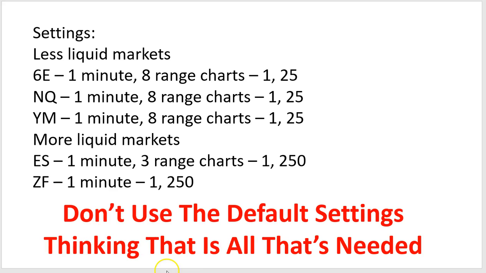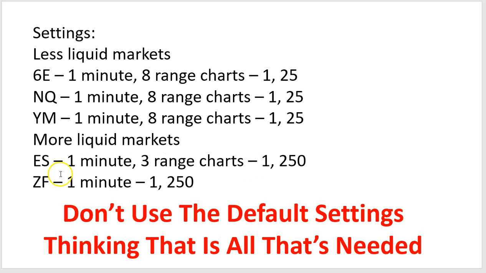Don't use the default settings thinking that's all that's needed. No, these are preferred settings that I like to look at nowadays. And markets are always evolving. And again, who knows? In six months from now, maybe instead of 1 and 25, it'll be 5 and 30 or something. Again, these are not lines drawn in the sand that you have to use, and if you don't use them, you'll fail. No, not at all. But these are the numbers that I'm comfortable with, and I do adjust them.